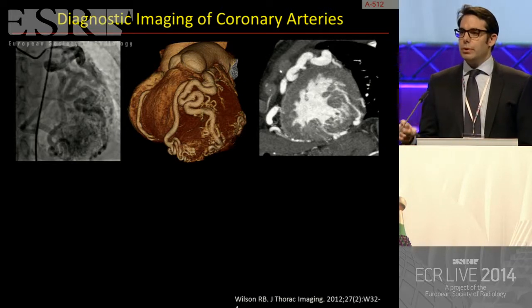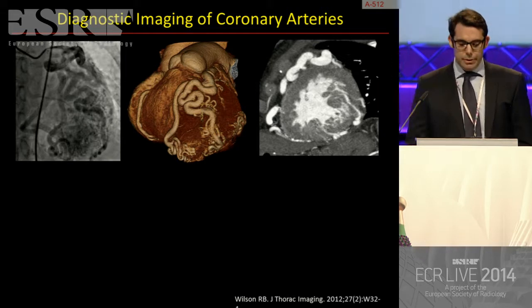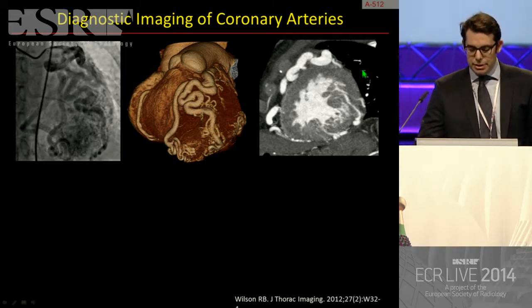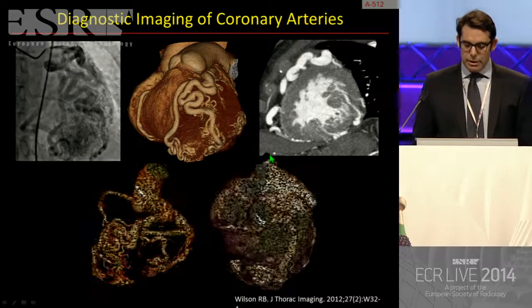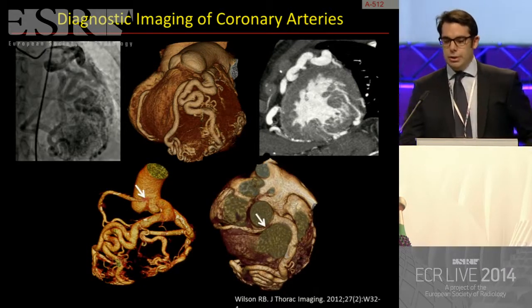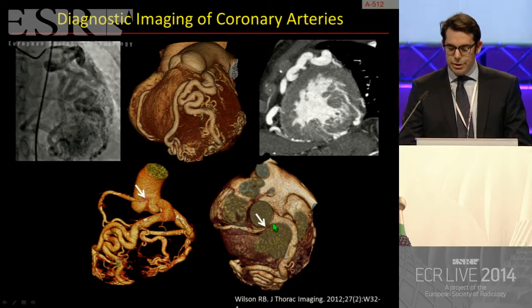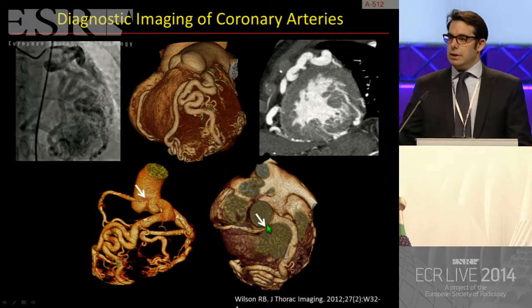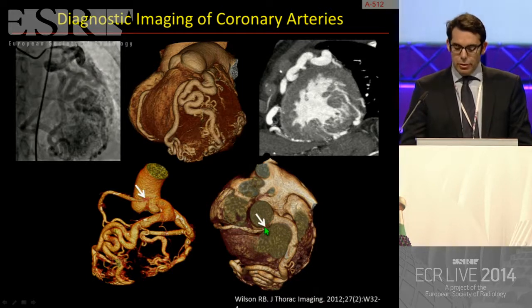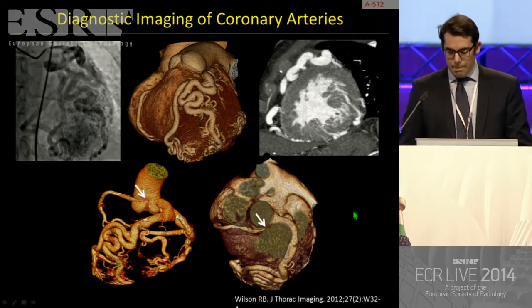But they couldn't find the RCA. It was a nice fistula of the left anterior descending artery, but they couldn't find the RCA. And they couldn't find it because it had an anomalous origin from the left sinus of Valsalva, as you can see, with an interarterial course. So again, nicely depicted with CT, a coronary anomaly that they cannot find.